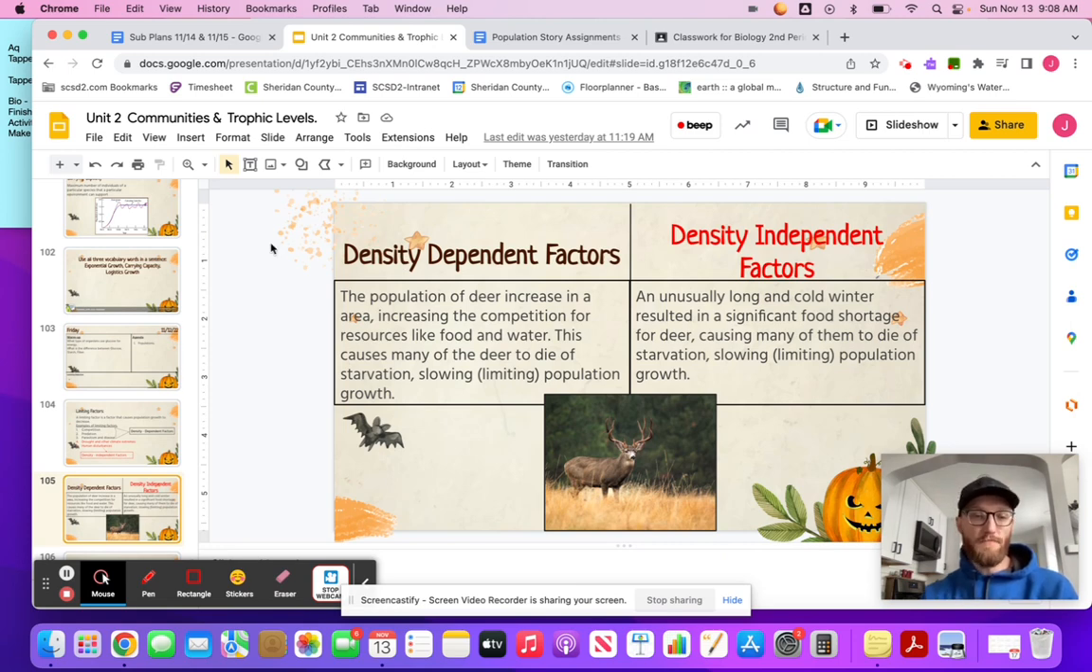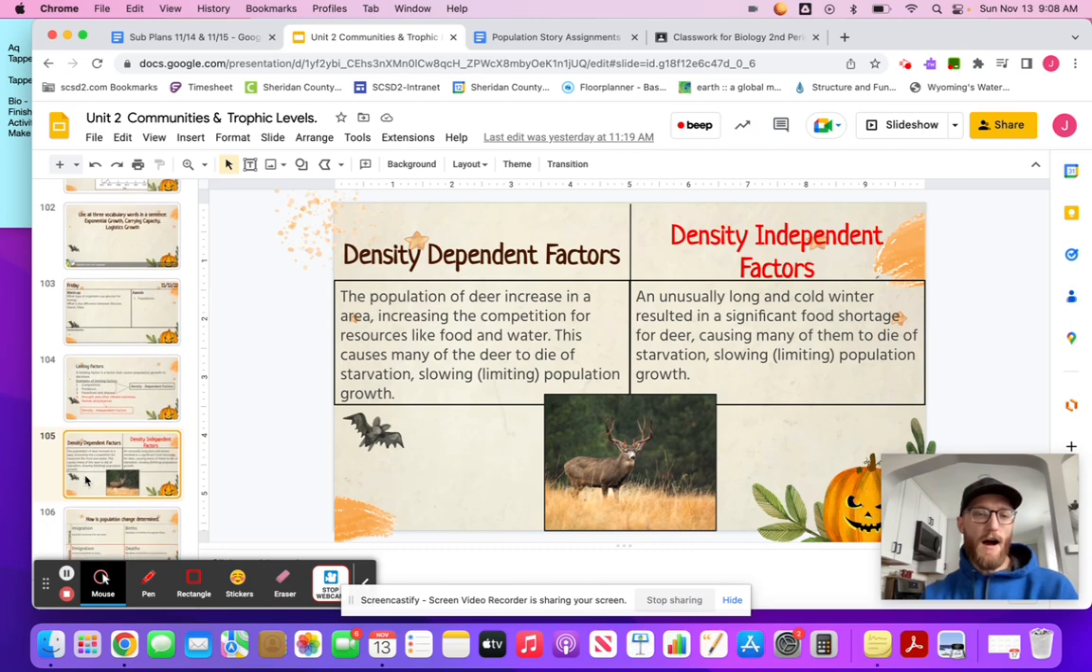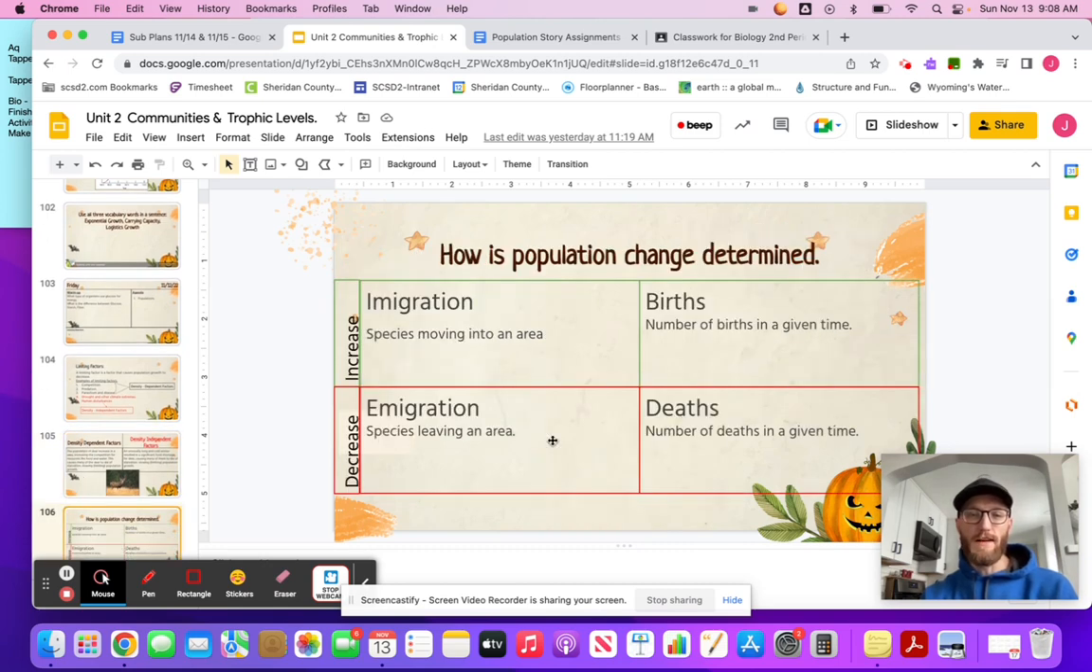Okay, so that's kind of our notes for today. Make sure we have all that added. Oh, I lied. We got one more slide. So how does this population change? How do we look at this overall? We can really break it down into two things that increase populations and two things that decrease populations.